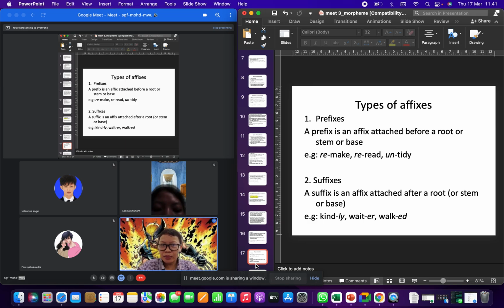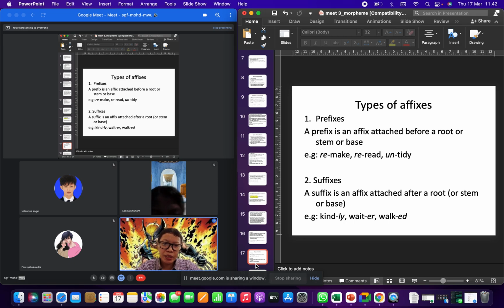Now here we see the types of affix. The first is prefix. It means that we attach a bound morpheme before a root, or before a stem, or before a base. For example, I have the prefix re and I attach it to the stem make, and it becomes remake, and the meaning changes. And also the prefix un that I attach to the stem tidy becomes untidy.